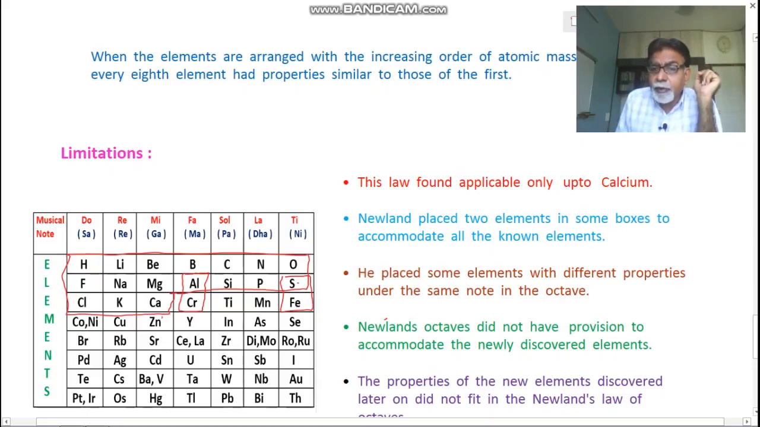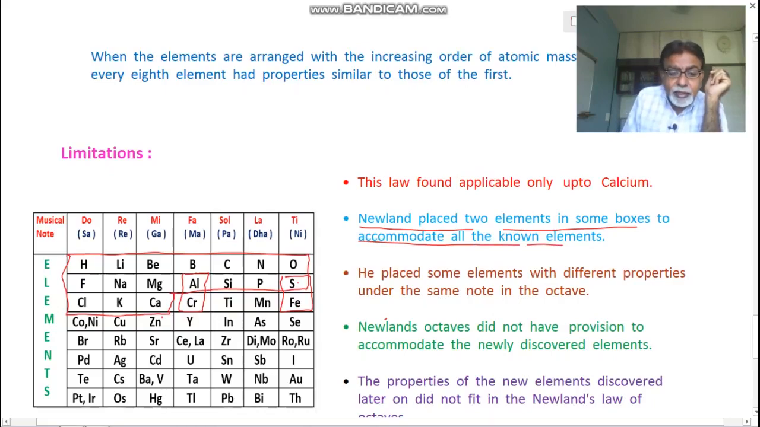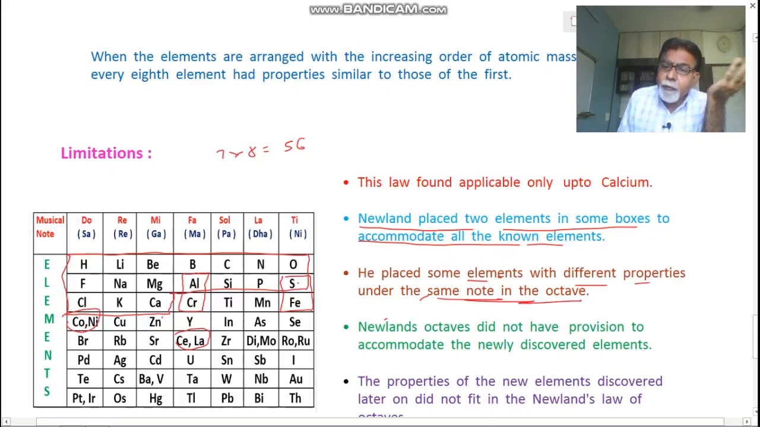What again was the problem there? Newlands placed 2 elements in some boxes to accommodate all known elements. काही ठिकाणी त्याने काय केलं बघा, आता त्याने 7/8 चा टेबल केला होता. 7/8 चा टेबल म्हणजे याच्यात 56 एलिमेंट बसू शकतात आणि एलिमेंट 63 होते. मग त्याने काय केलं, काही ठिकाणी 2-2 एलिमेंट एका बॉक्समध्ये ठेवले बघा. 2 elements in the same box and their properties were not similar. Look at here, he placed some elements with different properties under the same note of the octaves. वेगवेगळ्या प्रॉपर्टीचे एलिमेंट्स एकाच नोटमध्ये म्हणजे एकाच उभ्या कॉलममध्ये ठेवले.